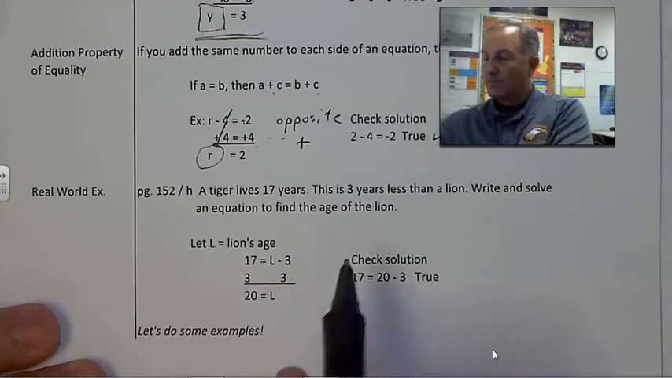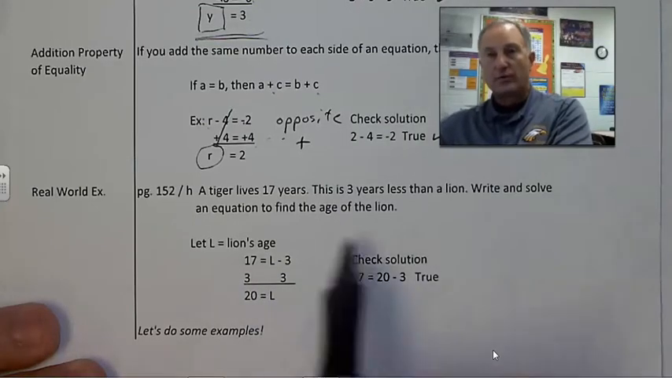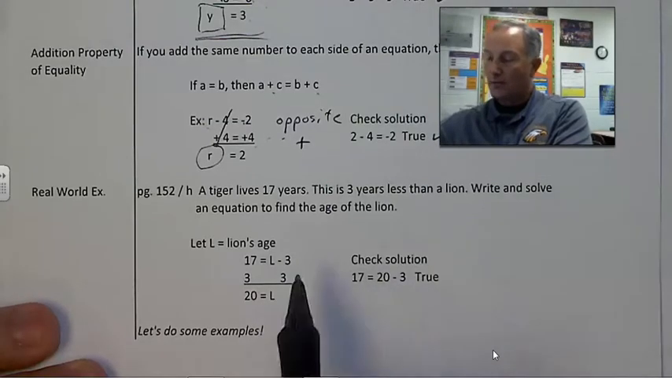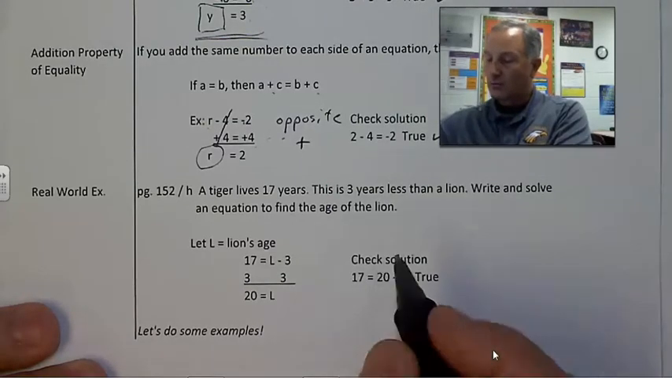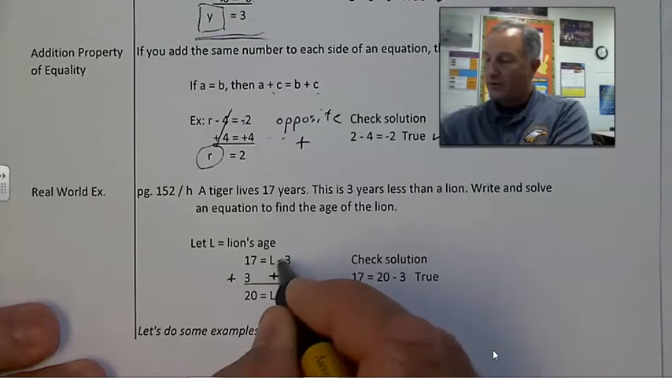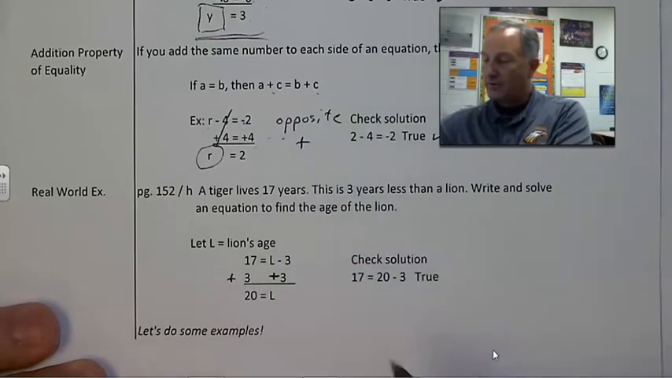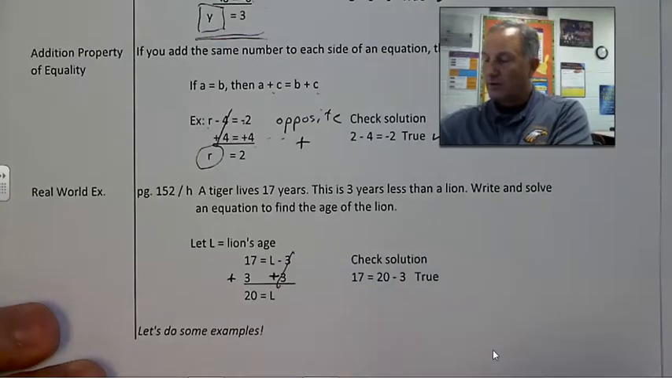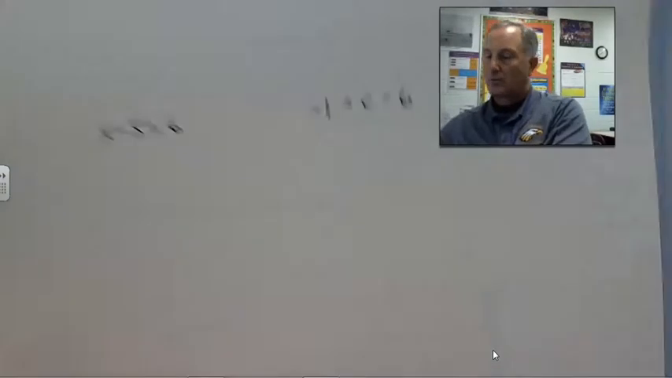Okay, now again, the more we do of these, the more comfortable you'll get on setting them up. So if you're struggling at first, don't worry about it. It'll come back. You'll get it. We've got a minus 3 here with our variable, so we want to add 3 just like we did up here. So that cancels, and then we get 20 equals our L. Does 17 equal 20 minus 3? Sure does. Okay, let's look at another couple of quick examples here.